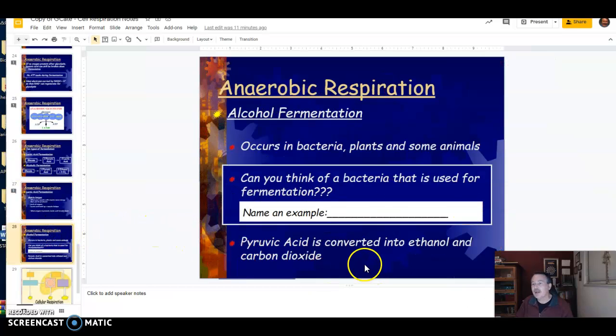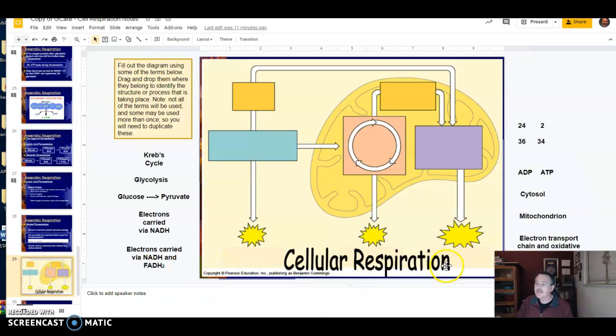Okay, and this one here, you just need to name a bacteria that is used for fermentation. So look one up online and type it in here. And there's a few of them. All right. This slide here, you can see it's got stuff all around the borders, and all of these words you're going to use to plug into the boxes and to the little stars. You're going to label the arrows. You're going to label the brown area.